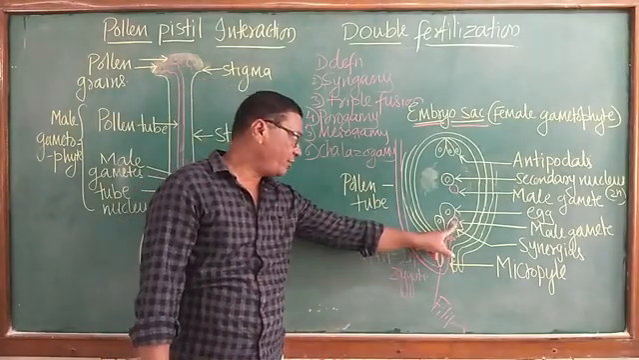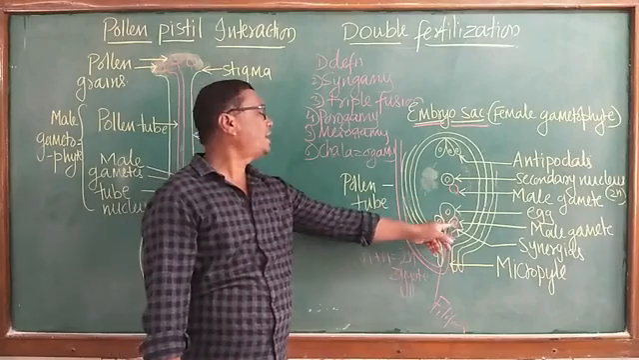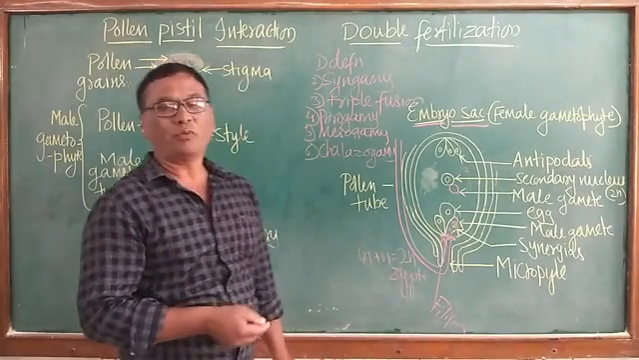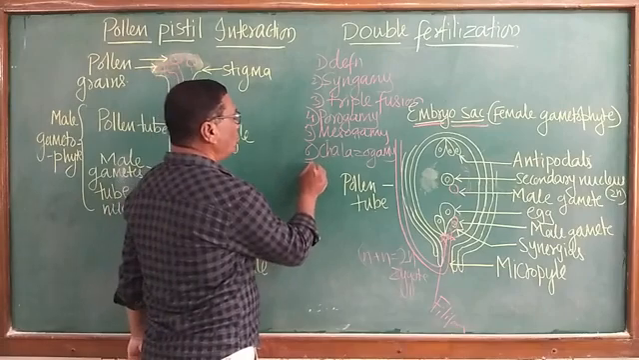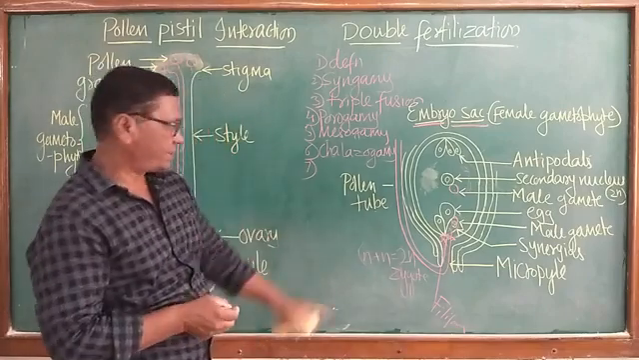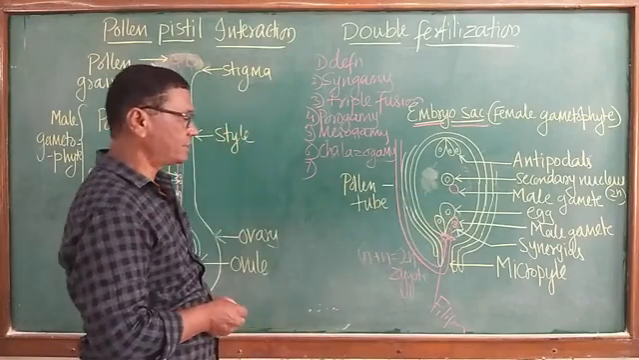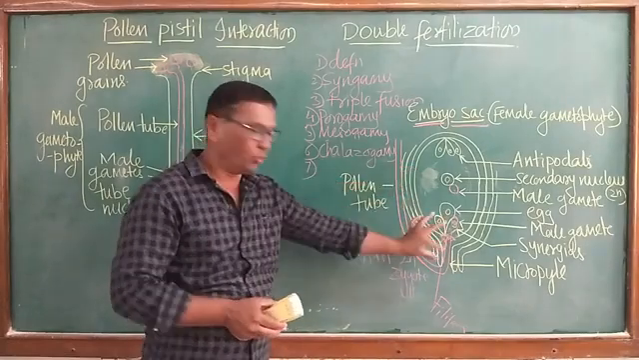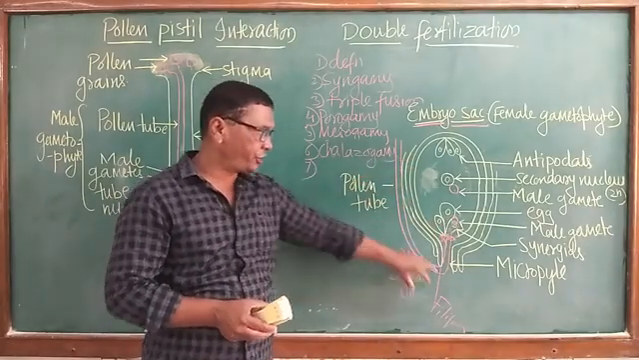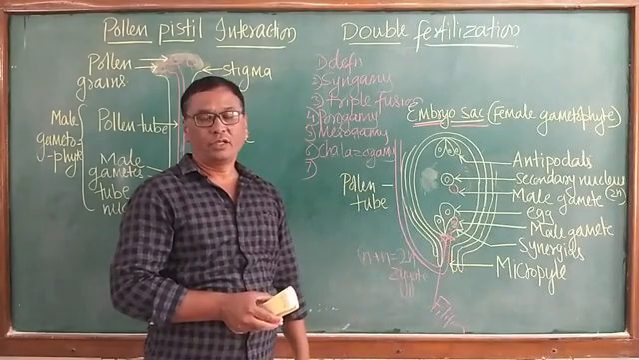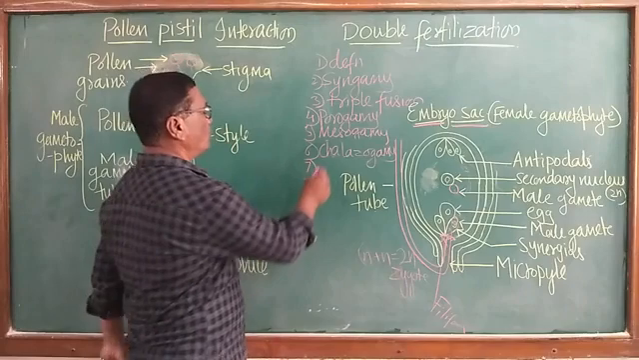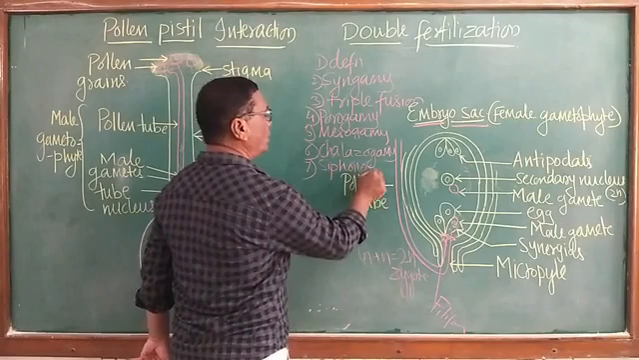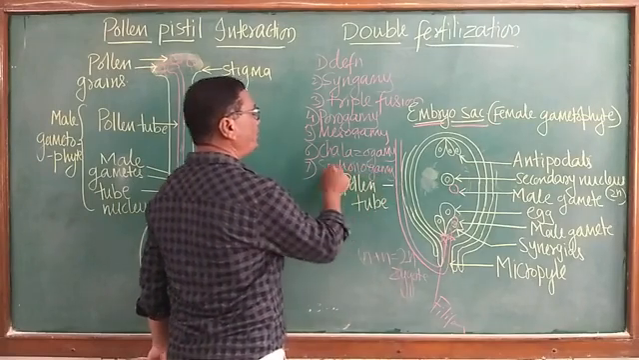Now here another point we have to note is that both the gametes, the male gametes and the female gamete, are non-motile. The non-motile male gametes are brought up to the female gamete with the help of a tube. Hence, it is known as siphonogamy. What is siphonogamy?